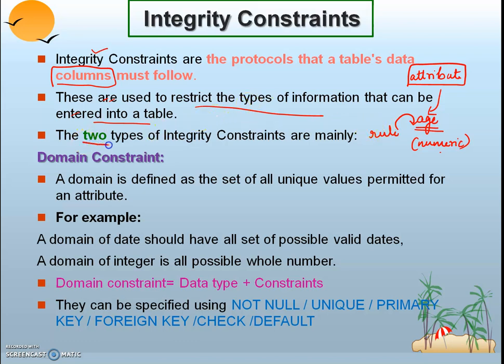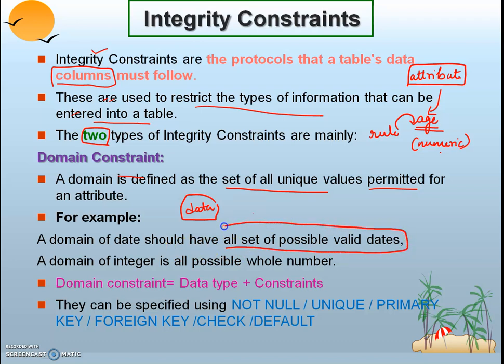Here there are two types of integrity constraints we are going to discuss. The first one is the domain constraint. What is meant by domain constraint? It is defined as the set of all unique values permitted for an attribute. Let's try to understand this using an example. Assume we have an attribute called date. What type of data does it have to allow? It should allow only the set of possible valid dates. Whatever dates I enter in the column date in the table should always be valid dates. You can't enter values which are not under the category of date.